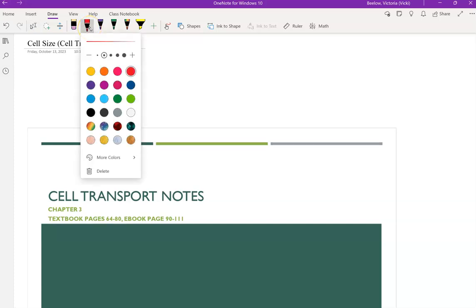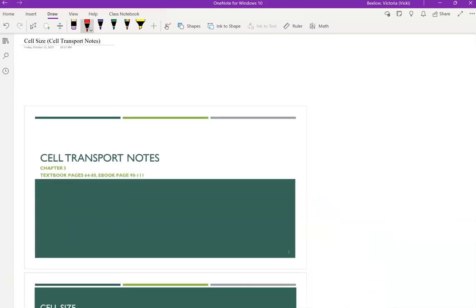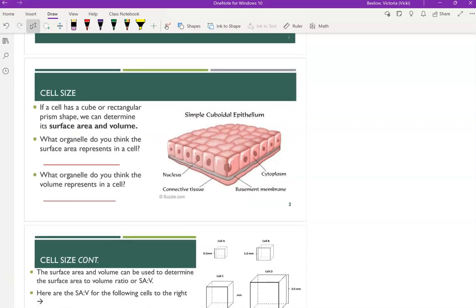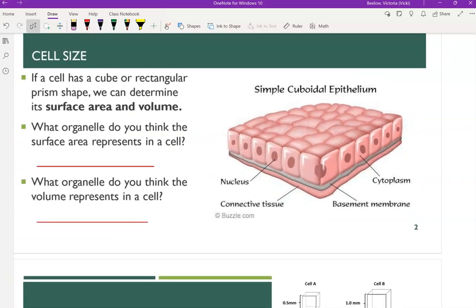In this video, I'm going to be going over the cell transport notes, specifically the notes on cell size. Okay, so cells can come in many shapes and sizes. A lot of what we've been looking at with an animal cell, eukaryotic cell in humans, has been circular in shape. You've seen plant cells, they tend to be more rectangular in shape. For this example, I'm going to go with one that has more of a cube shape to it.